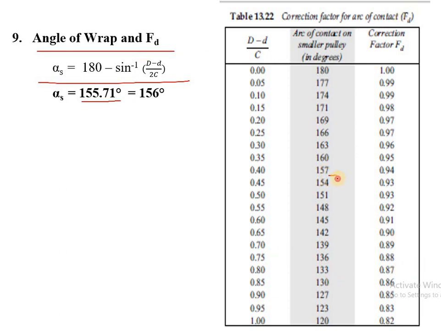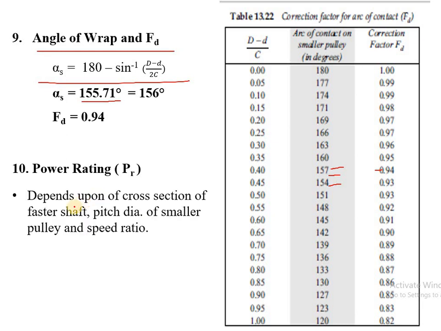156 is in between these two, 157 and 154, but it is nearer to 157. So directly you can take 0.94 as your FD, or you can go for interpolation also. But in this case, the difference between these two values is very negligible, so we can directly take it as 0.94. Now the next step is to find the power rating. It depends upon the cross section of the faster shaft, the pitch diameter of the pulley and the speed ratio.